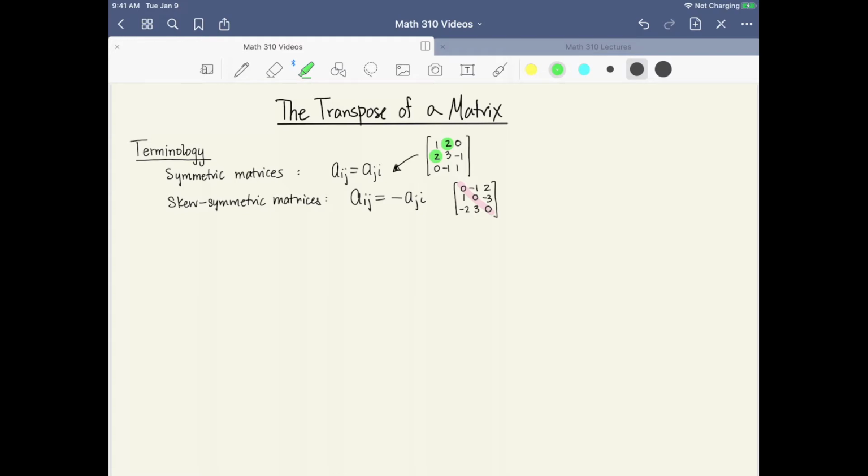In a skew-symmetric matrix, it's almost the same identity, except that aij is equal to negative aji. So now if I look at entry 2, 1, it's the negative of entry 1, 2.